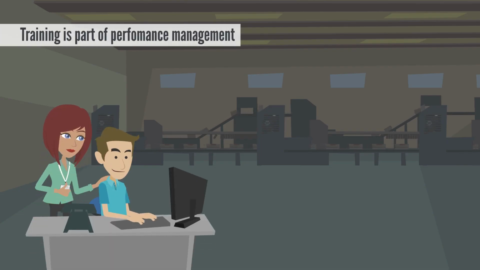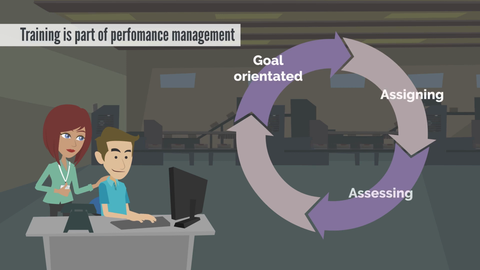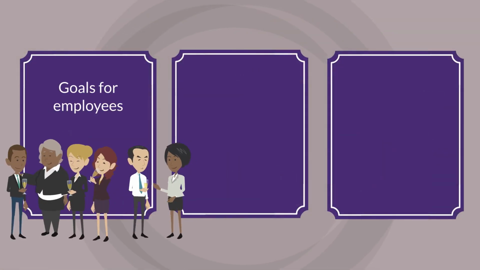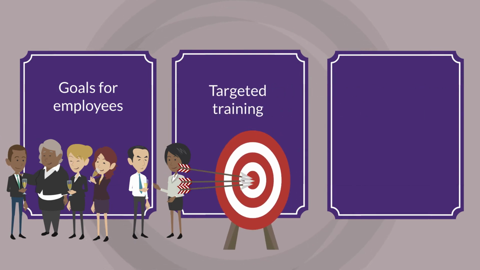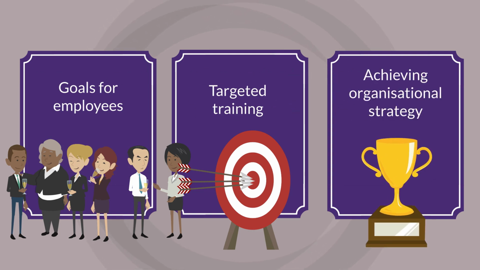It should be noted that training is part of a more significant issue of performance management. That is, generally an integrated, goal-oriented approach to assigning training, assessing and rewarding employees' performance. Managers set goals for their employees that are aligned to the company's goals and strategy. Training is one of the ways that the organisation helps the individual to meet these goals.